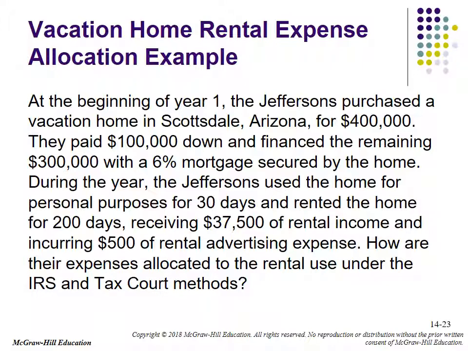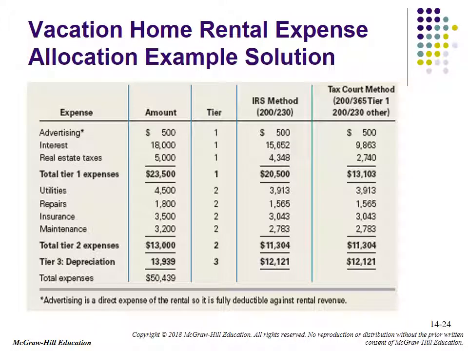And that exception I just talked about is called the tax court method. Either is acceptable. There have been 2 different ways of allocating mortgage interest and real estate taxes out there for years, and nobody has resolved this issue. This example is in your book, around page 14-20. So let's take a look.